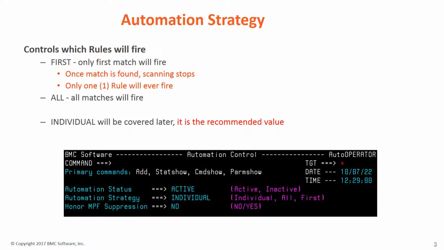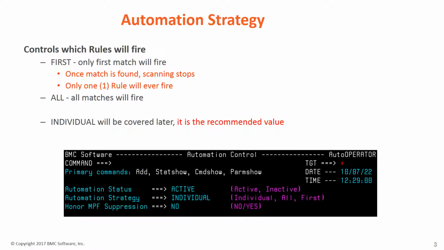When beginning to build out your automation using Auto Operator, one of the first things to consider is what your automation strategy will be. The automation strategy controls which rules will be fired in which rule sets. There are 3 possible values we can specify for our automation strategy. The first is first, which says, Auto Operator, I want you to scan your rule sets, and when you find a match, stop scanning. So we're really only going to fire one rule at any given time.